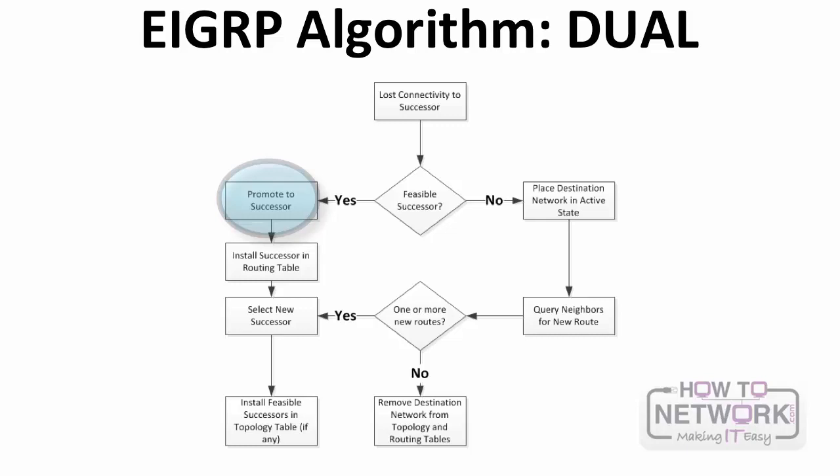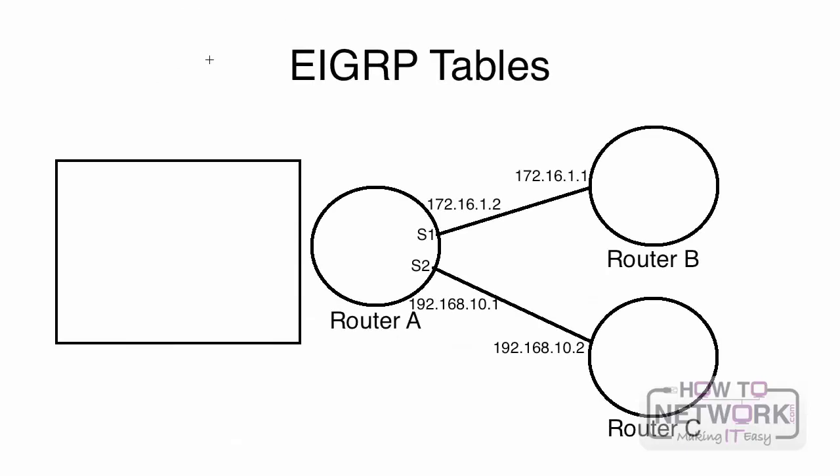Once it's the successor, it is then installed into the routing table. So for example, it would be installed into the IP routing table. And then the router would begin to use that new path. So this chart gives you a high-level overview of how the DUAL algorithm runs. But it's important to know these concepts of successor and feasible successor as you move forward with EIGRP and how DUAL uses that information. Now, EIGRP uses specific tables to help make it run, and one of the tables that EIGRP uses is called a neighbor table.